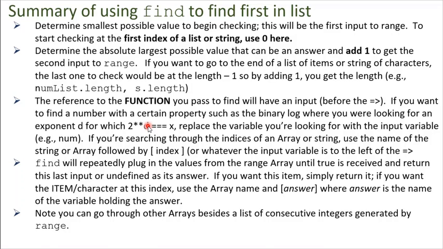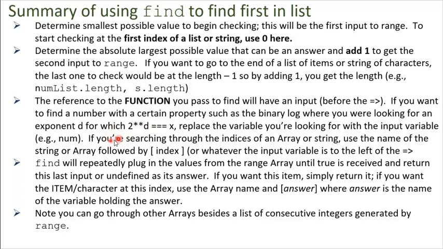So basically what you're going to do is replace this variable where you're repeatedly plugging in numbers to check it with the input variable, right? So in this case, instead of having 2 to the d is equal to x, you would have 2 to the num equal x, right?